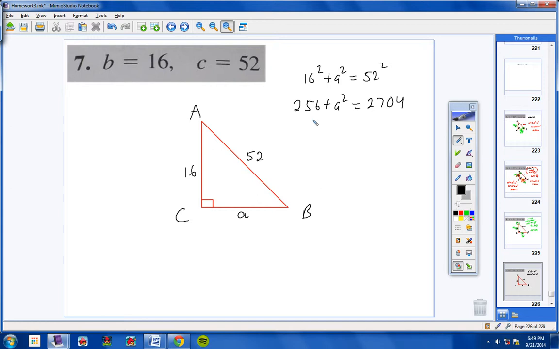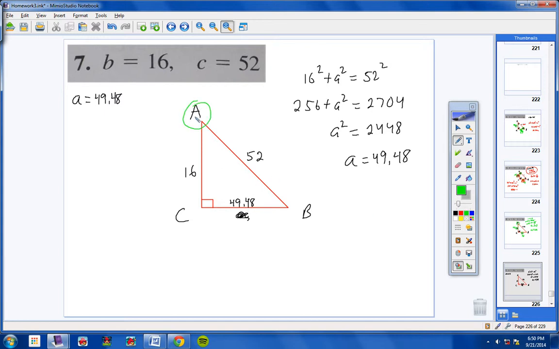Now let's bring the 256 over and make it negative, and you're left with 2,448. And now we'll take the square root of both sides, and we'll get 49.477. So we're going to round that to 49.48. Okay, so there's A. We found A, 49.48.